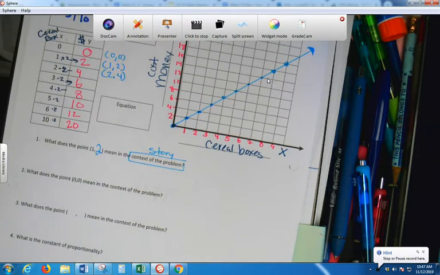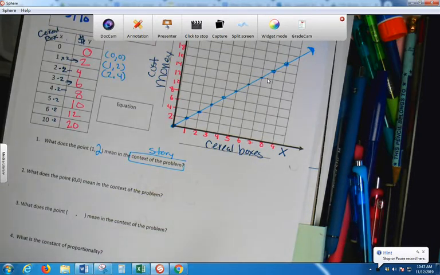So what does the 1 mean in our story? What does the 2 mean in our story? What does the 1 stand for? What is the 2? So, 1 cereal box equals $2. We're going to write that down. Literally, you have to do these on tests. You have to explain what these dots mean in the story.